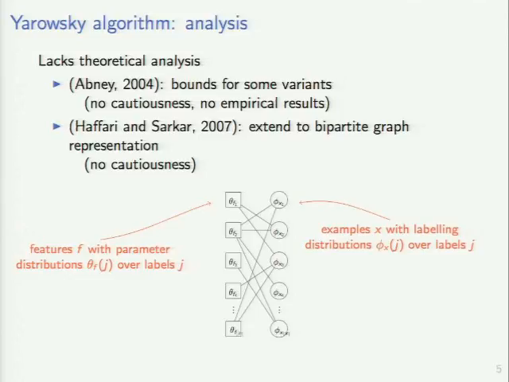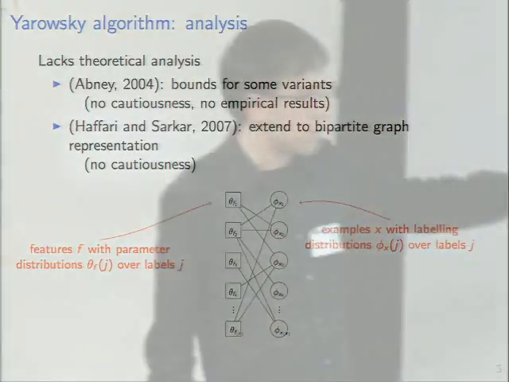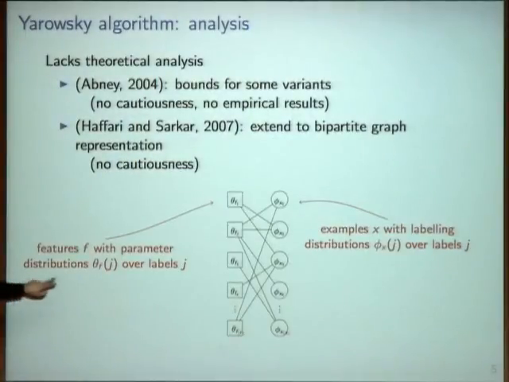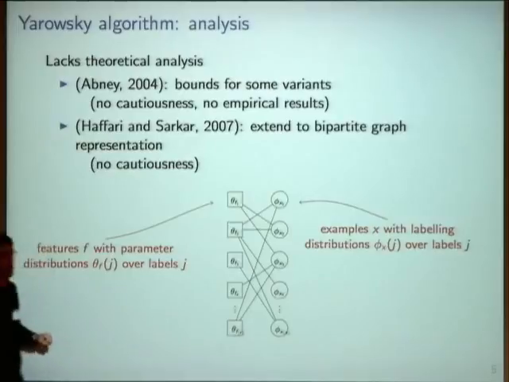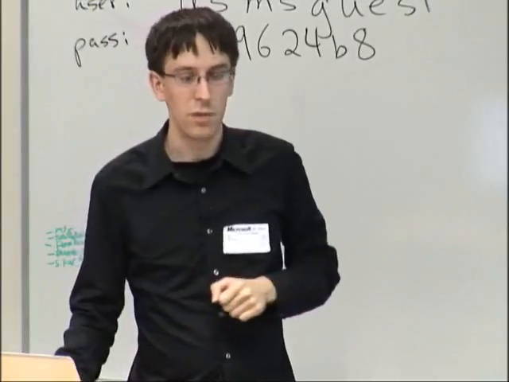So here's the analysis. We're going to look at two types of distributions. This is the parameters. So it's a distribution for each feature over the labels, and that's the labeling distribution, with a distribution for each example over the possible labels. So the labels being the senses in the example we saw.